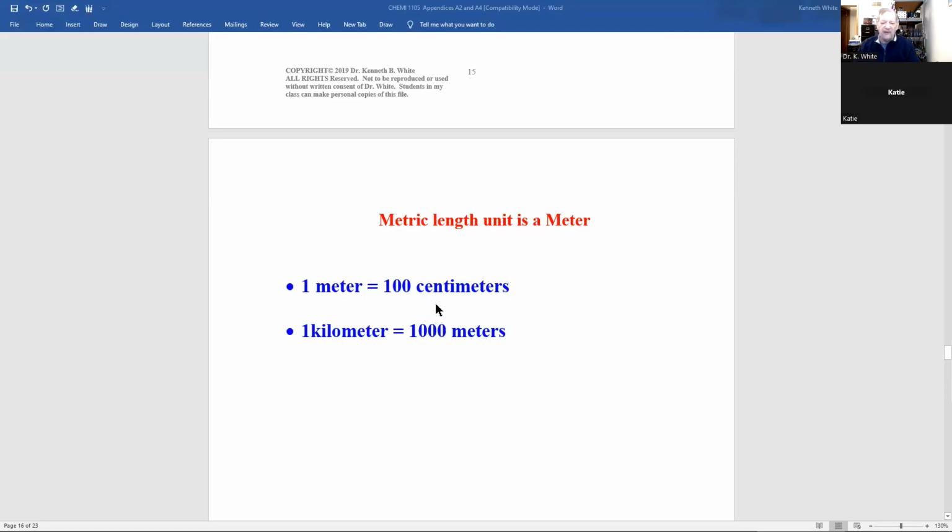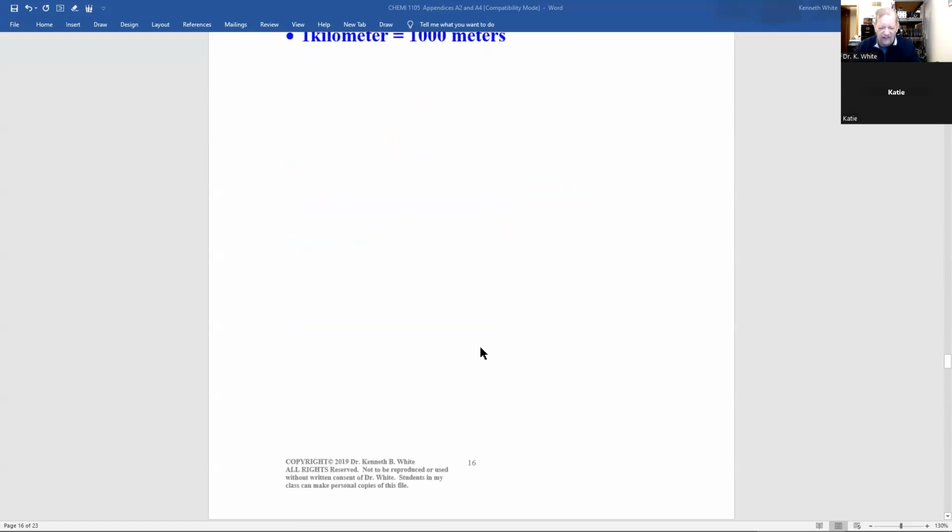Now, I was talking about the metric system, and for length, the unit is a meter. I don't know about you, but I have not a yardstick, but a meter stick that also has the English inches on there. But anyways, 1 meter is 100 centimeters, 1 kilometer is 1,000 meters, and I'll never ask that on a test.